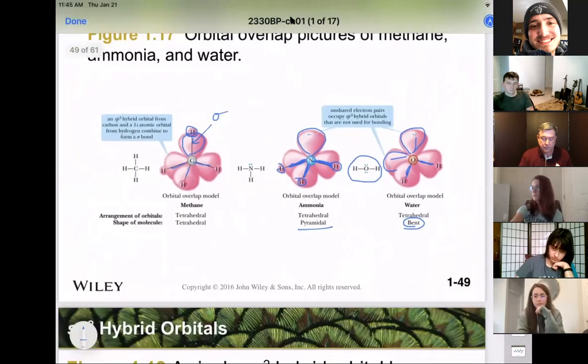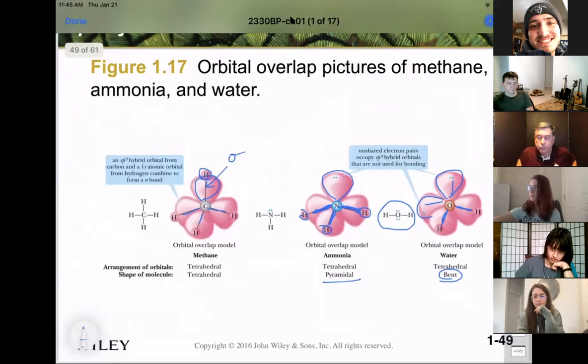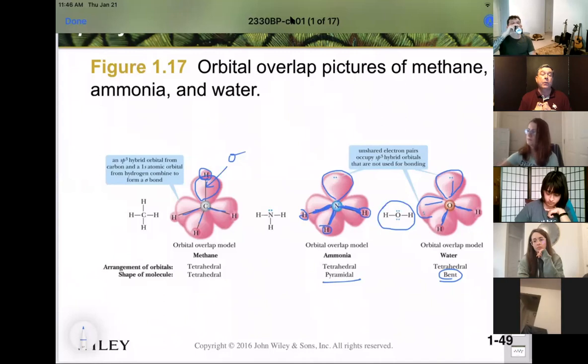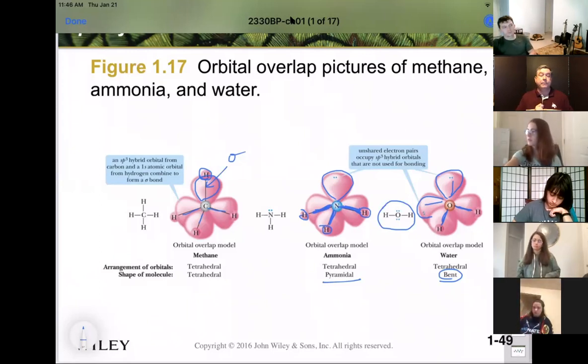Okay. Are those lone pairs, are they pi bonds? Pi? No, because these are in sp3 hybridized orbitals. sp3 hybridized orbitals only are lone pairs or sigma bonds. You can only have a pi bond with an unhybridized p.